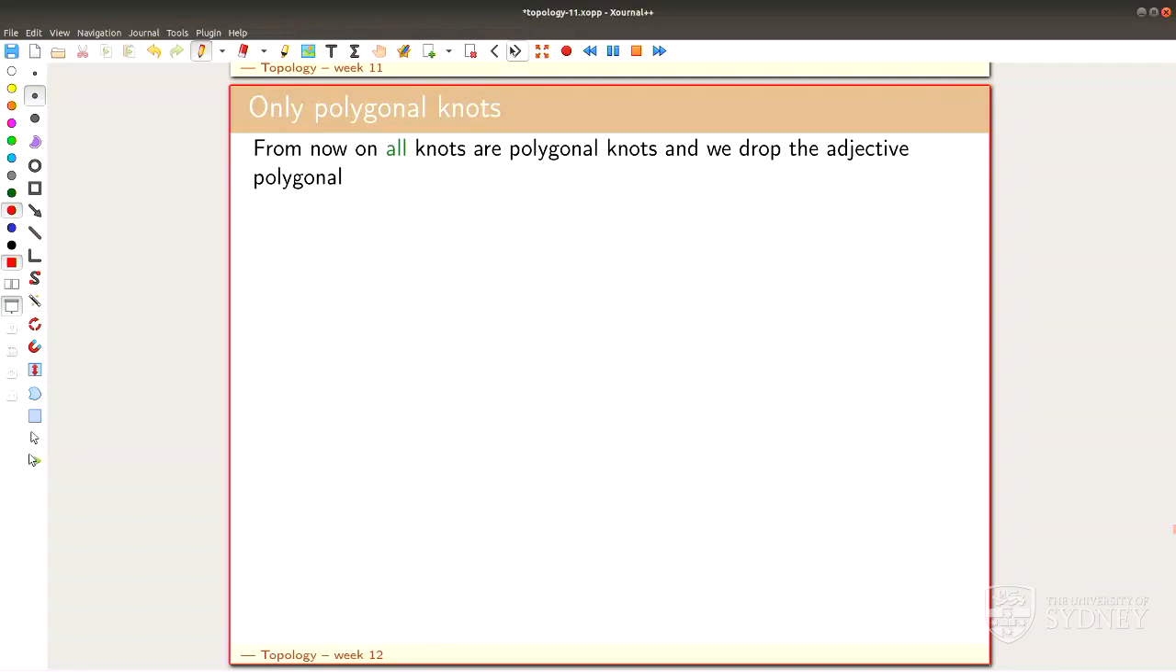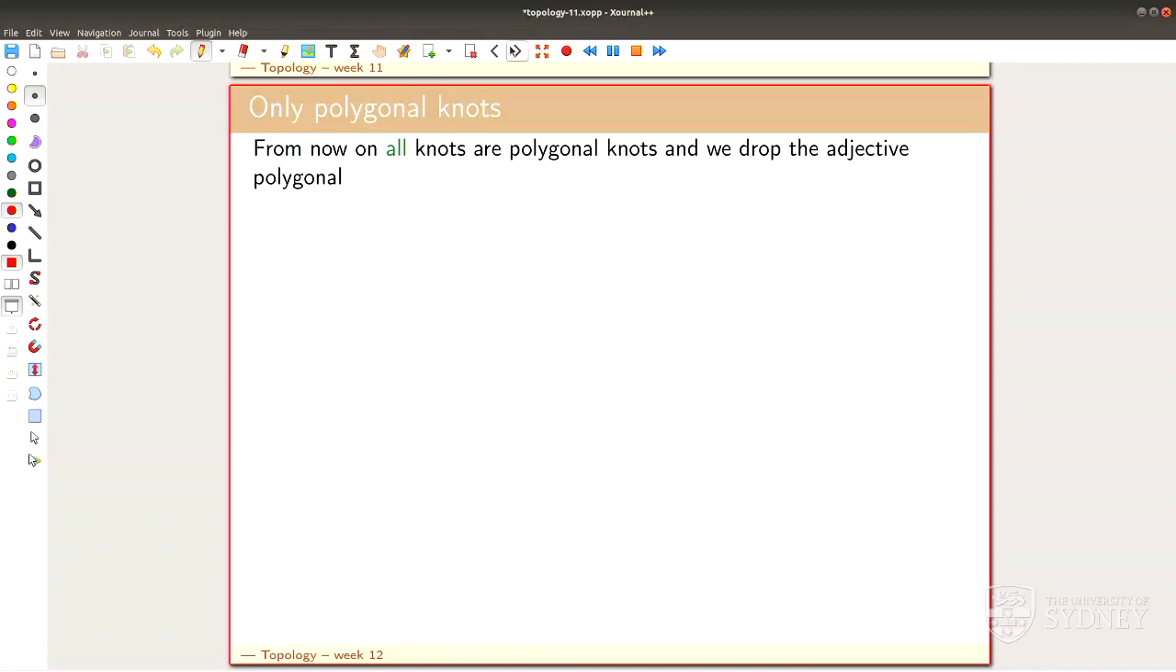Let me stress, once we see really beautiful pictures in a second, why I need this assumption. From now on, I will drop the adjective, but all knots will be polygon knots. I will never draw those pictures again, but I will always assume that there is some polygon form. And I will need that for the main theorem about knots that we will see in about 20 minutes or so. I say it twice because it's important: all knots are polygon knots.